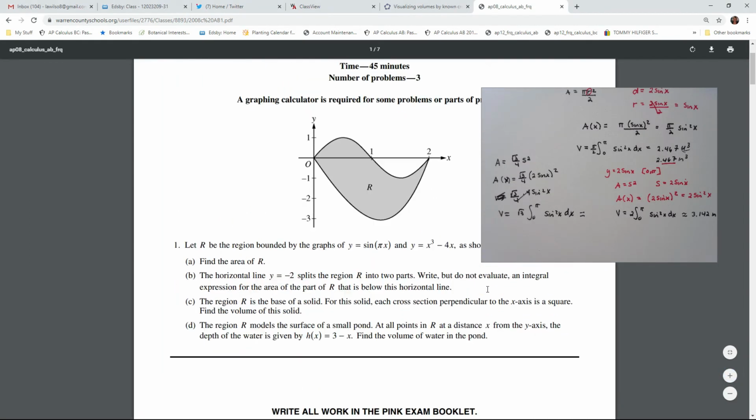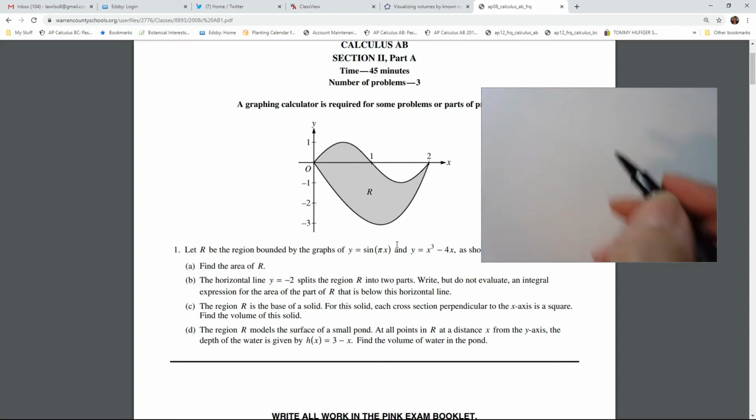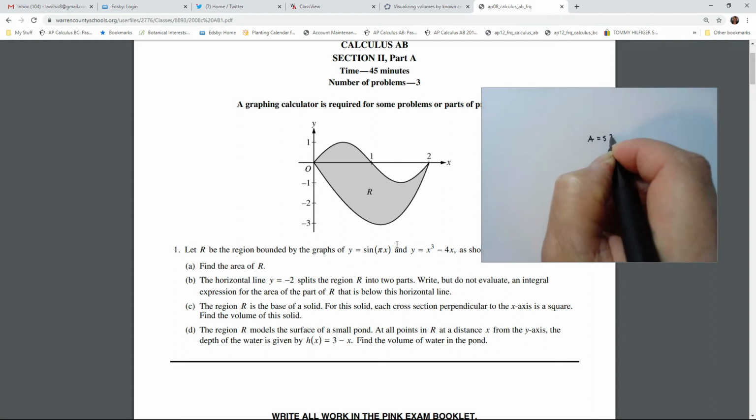Well, right away, what I want you to notice about this is, we're not finding the area, okay? We're not going to worry about spinning it right now or anything. Part C, the region is the base of a solid. That's my red flag that I need to deal with volumes by slicing. And not only that, it tells me that the cross-section perpendicular to the x-axis is a square. So what I know is if I cut this thing perpendicular to the x-axis, I'm going to have squares, right? So my area is side squared.